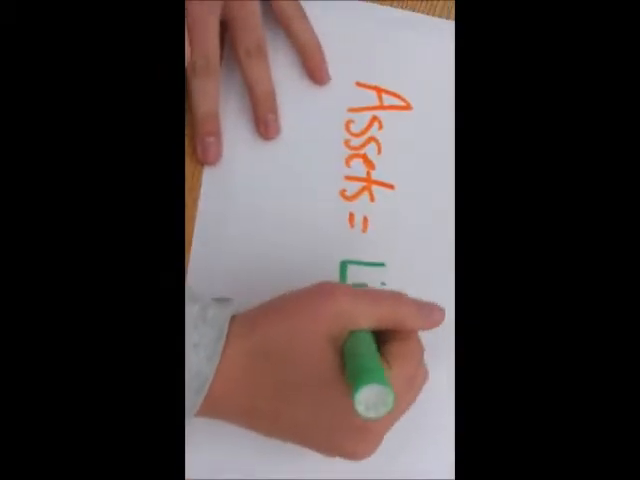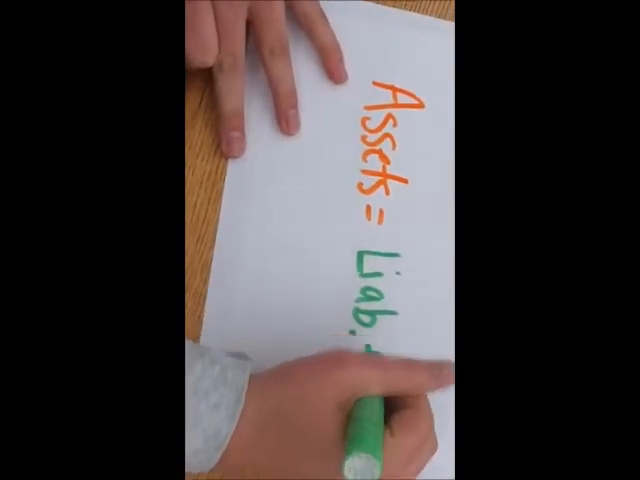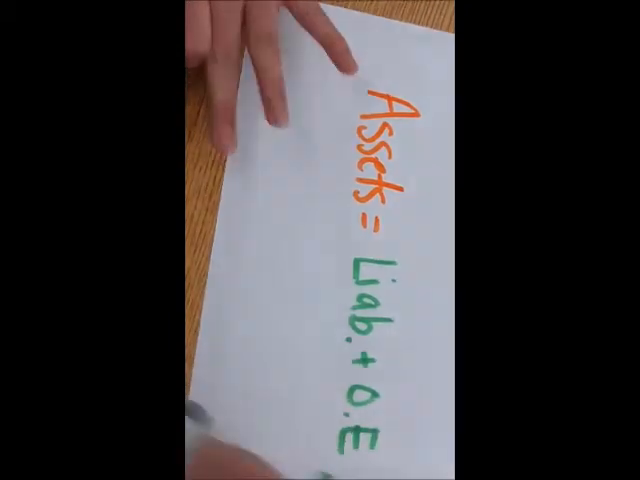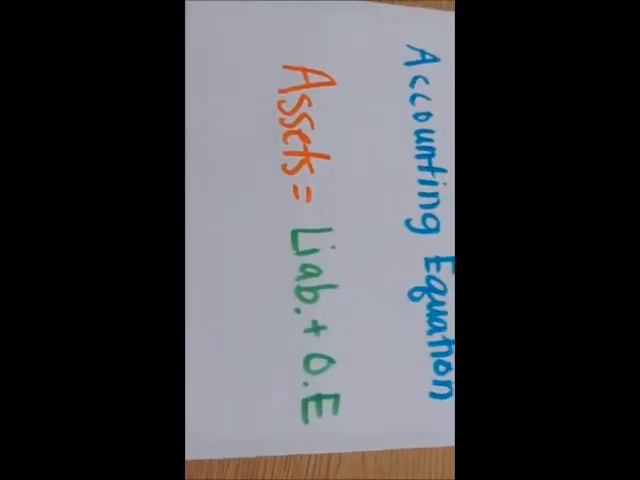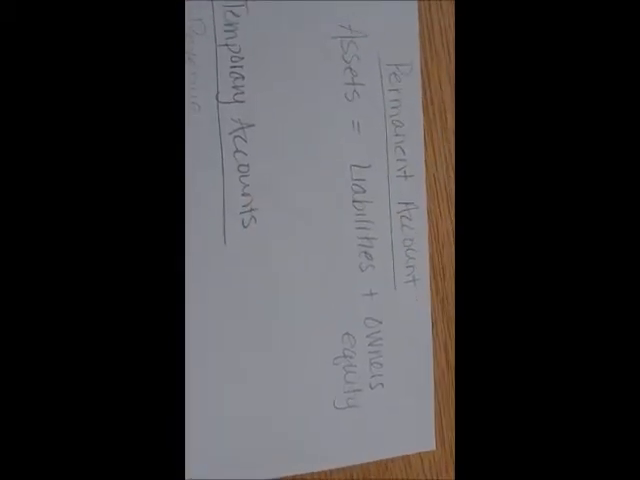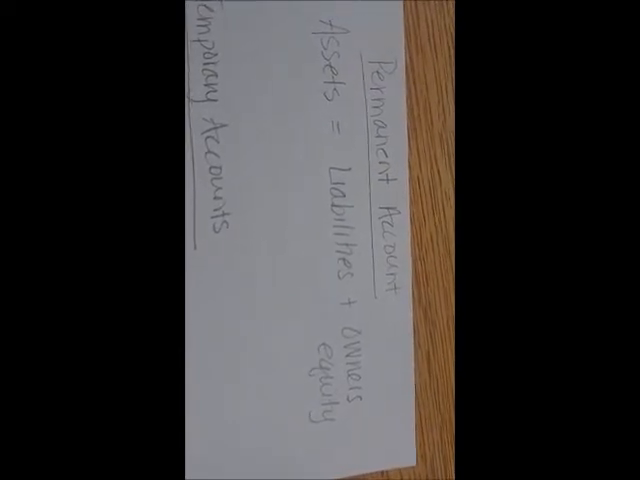Assets equals liabilities plus owner's equity. I'm now going to explain the difference between permanent accounts and temporary accounts.